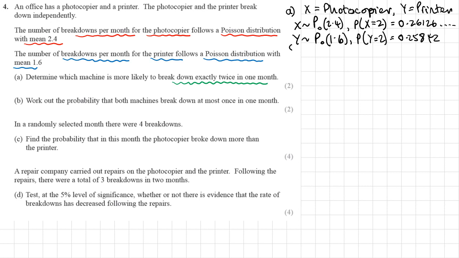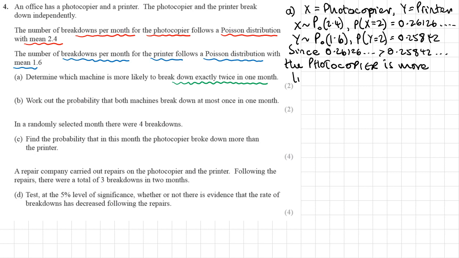0.25842. Now since one of these probabilities is greater than the other, since 0.26126 is greater than 0.25842, that means the photocopier is more likely to break down.